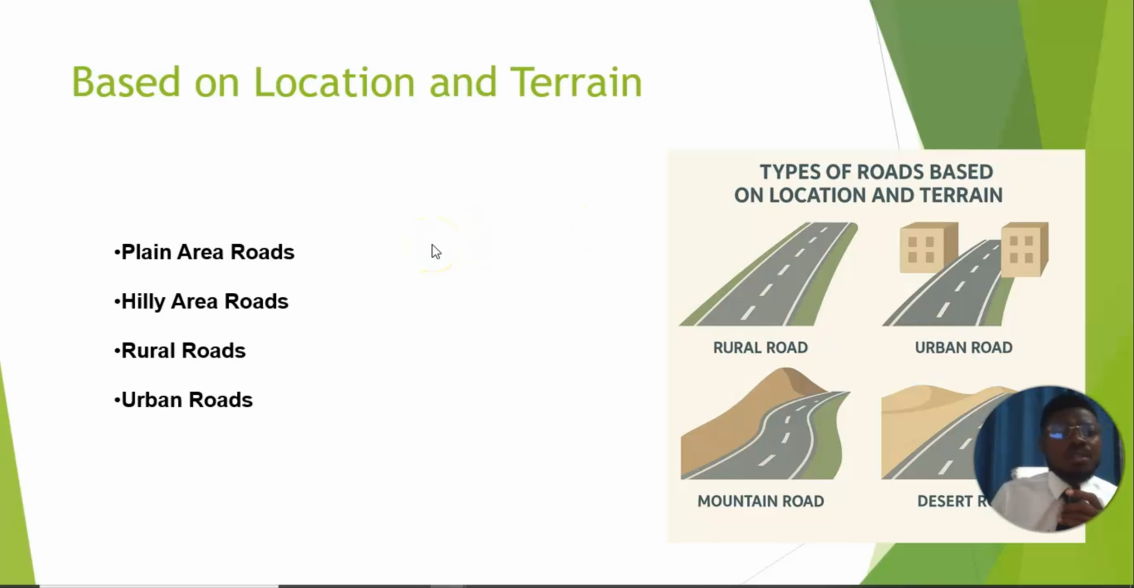So the first one we have here is the plain area roads. From the word itself, plain area road, that means the areas are plain. And on this type of road, we know they are easier and cheaper to construct because it is a plain road, and maybe it has a very straightforward geometric design. So on a plain road, you can easily go ahead and set up anything there. So the type of road based on location and terrain is the plain area roads, that is, on a plain road. Another one is the hilly area roads.